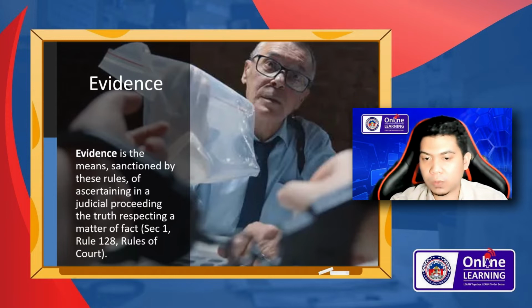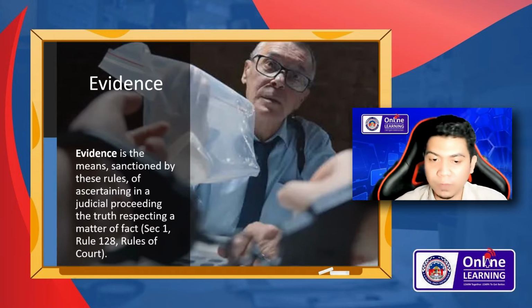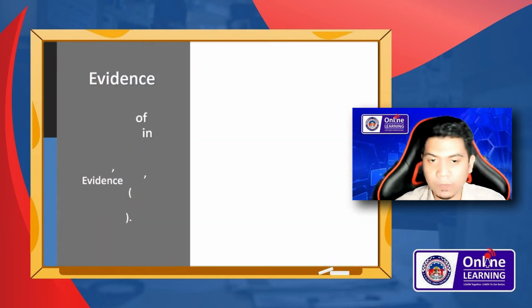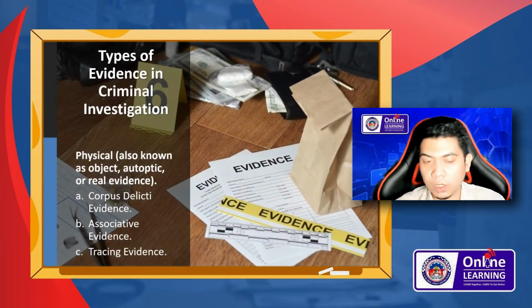So evidence also refers to any material which tends to persuade the court of the truth or probability of some facts asserted before it. And evidence is the means by which any alleged matters of fact, the truth of which is submitted to investigation, is established or disproved. So we have types of evidence in criminal investigation.